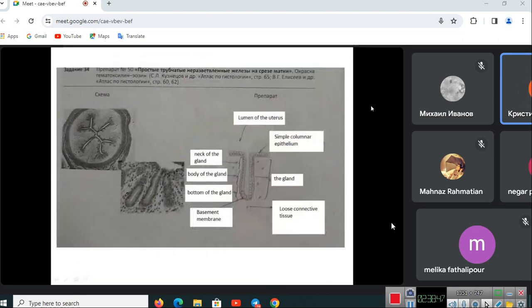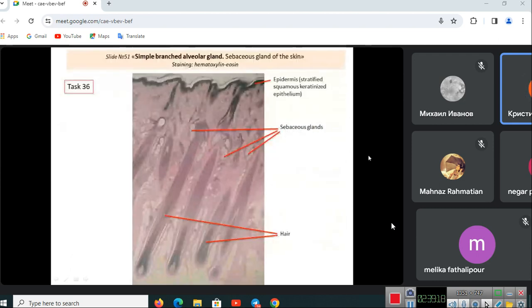So in your picture, what should you draw here in task 34? You should draw one gland here, tubular, and make these labels. First, the lumen of the uterus, the gland with its parts, isthmus, neck, body, and bottom. Basement membrane is here, and outside the basement membrane, there is loose fibrous connective tissue.